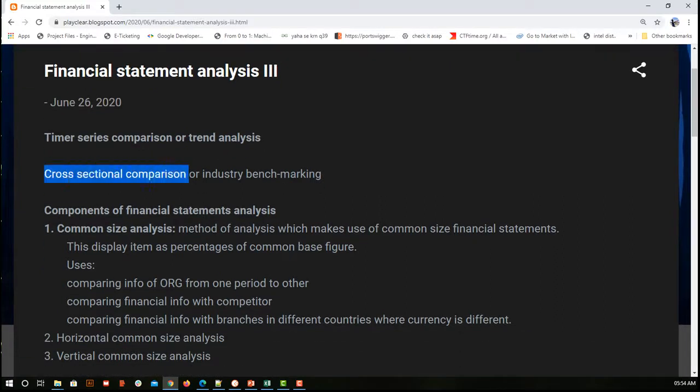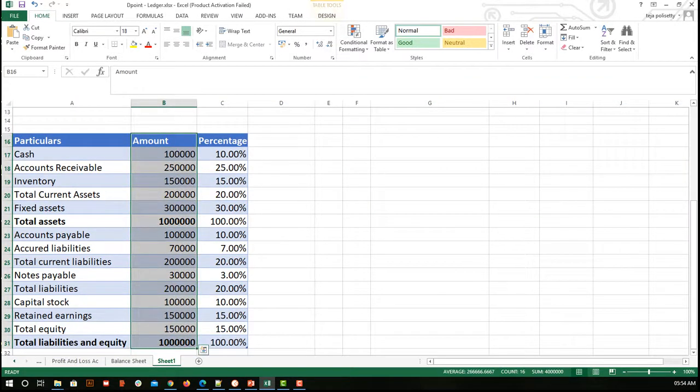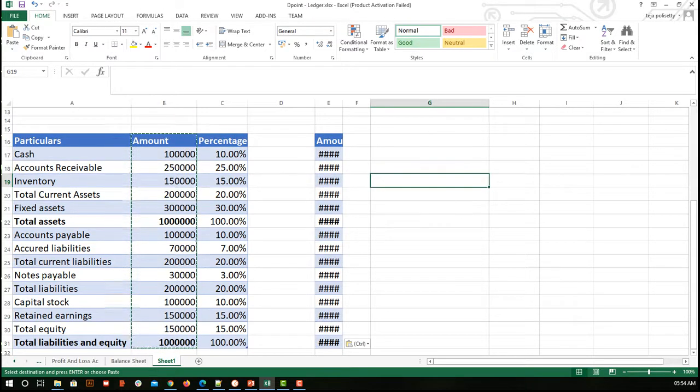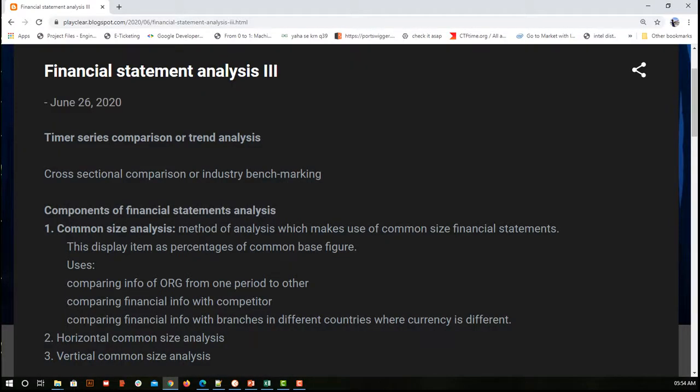Next we have cross-sectional comparison. What does cross-sectional comparison mean? Comparing between organizations. How do we do that? We take one as a base, as a reference, and with that as a reference we see how the other organization is performing. Let's suppose this is my one organization, organization 1 has this amount, and organization 2 has a different amount. If I want to compare them, I say here total asset is this much and here total asset is this much, so how much it is more, how much it is less. That's how I compare between organizations. That is our cross-sectional comparison.